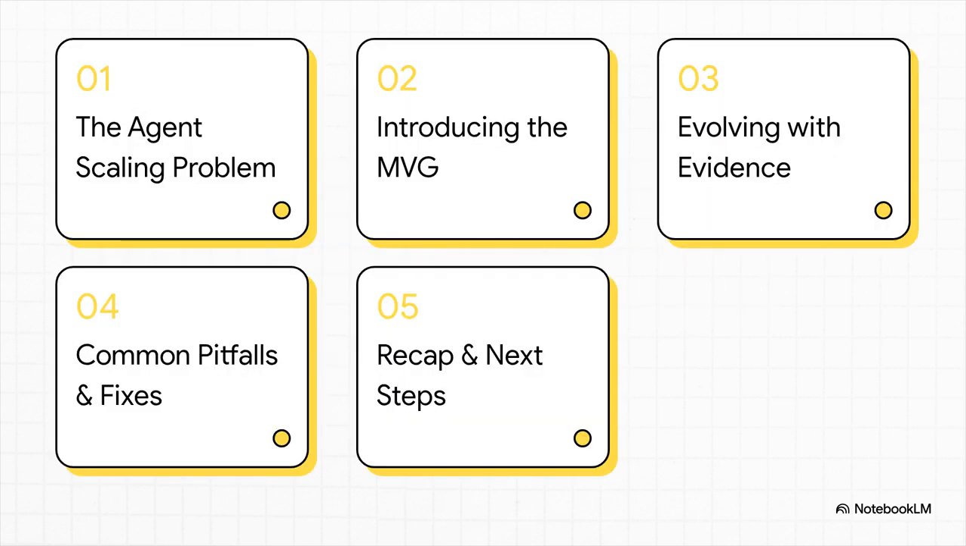Okay, so here's the plan. First, we're going to nail down the problem that, let's be honest, most of us are facing. Then we'll introduce the main solution, the Minimal Viable Genome, or MVG. After that, we'll walk through exactly how to evolve an agent using real evidence, cover the common traps and how to avoid them, and then we'll wrap up with a quick recap and what to do next.